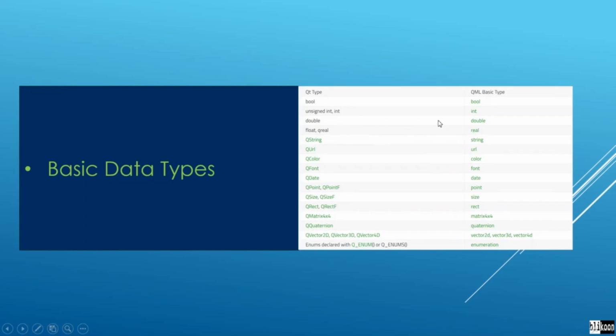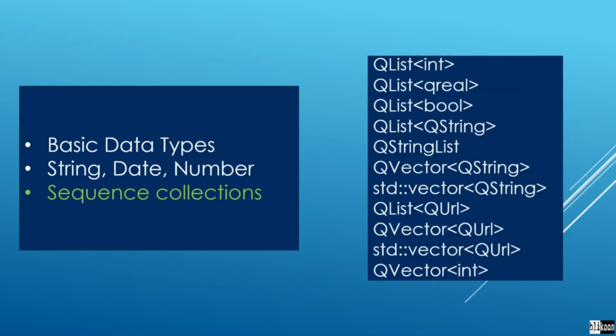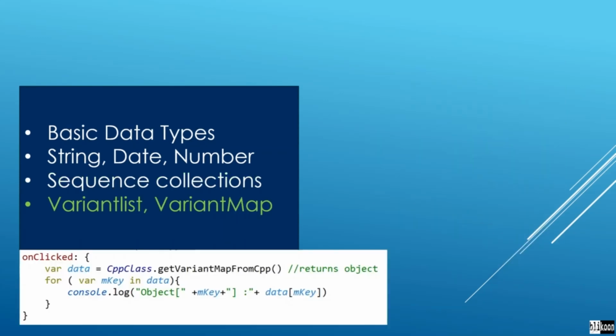You get the idea. We also looked at specific uses of string, date, and number. We had a chance to look at the localization capabilities that these types offer. We also had a chance to see that QDate and QDateTime are represented by the JavaScript date object on the Qt Quick side. We explored how to work with sequence collections, both from Qt Quick and from C++. We saw that these sequence collections are represented by arrays on the Qt Quick side.